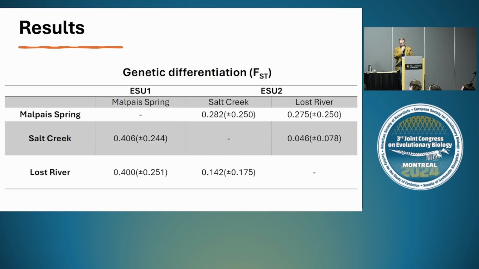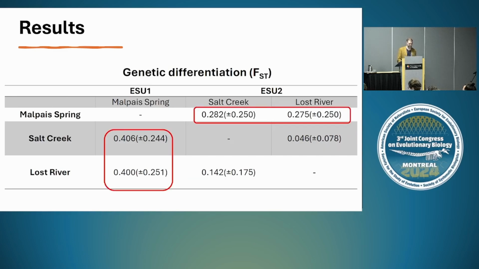So we then wanted to calculate the FST, the mean global levels of genetic differentiation, both within and between ESUs. Below the diagonal here, we have the whole genome resequencing comparisons, and above the diagonal, we have the pool-seq. First I want to draw your attention to the comparisons between populations within the Salt Creek ESU. Again, these were only separated for about 50 years. Very high levels considering the very short amount of time they've been separated: 0.04 to 0.14.